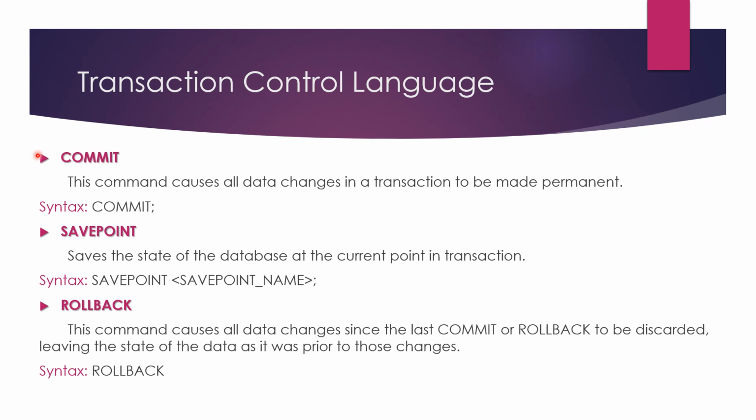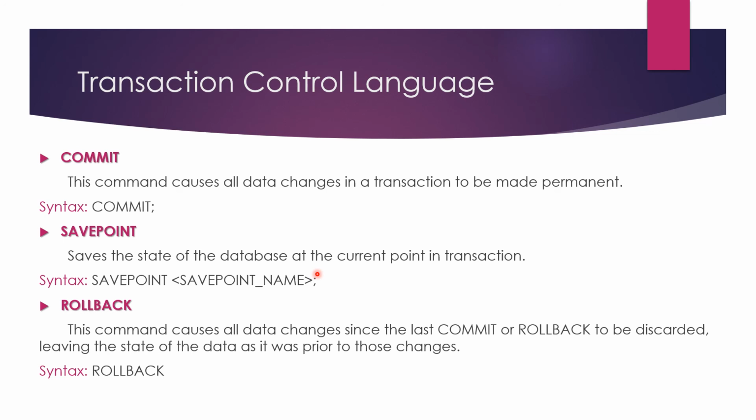And the next command is savepoint. The savepoint saves the state of the database at the current point in the transaction. We can have as many savepoints as we want in a database, and we can name each and every savepoint as we like. And the syntax for the savepoint is savepoint name, and it ends with a semicolon.